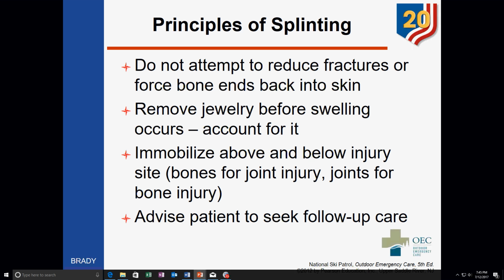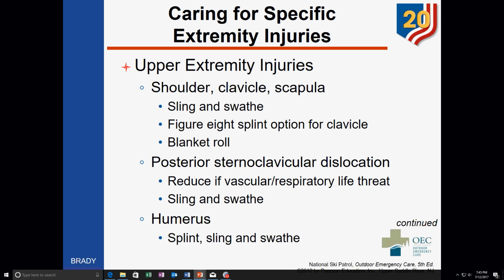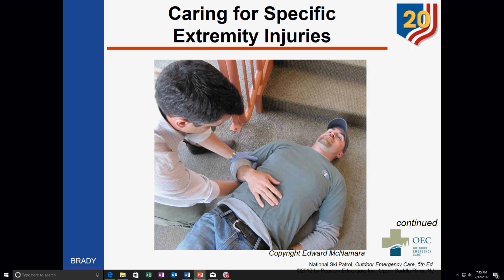And if you have any doubts as to what the injury may be, almost always advise them to seek follow-up care. Give them that, to Lincoln County Medical, tell them what they need to do, where to go, and also document that. We'll talk about documentation another time. We'll do a lot of this: upper extremities, shoulders, clavicle, scapula, sling and swaths, figure eight, blanket rolls. We'll play with all this stuff. Posterior, anterior dislocations, and so on.